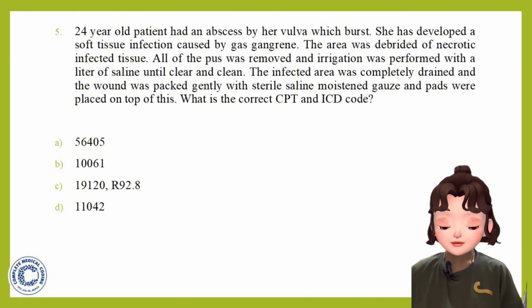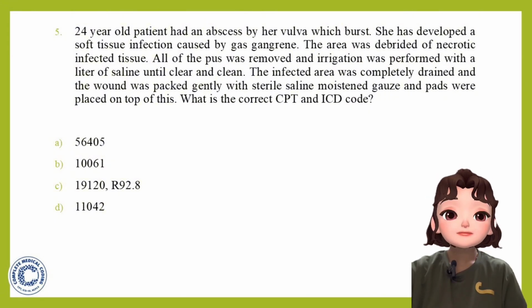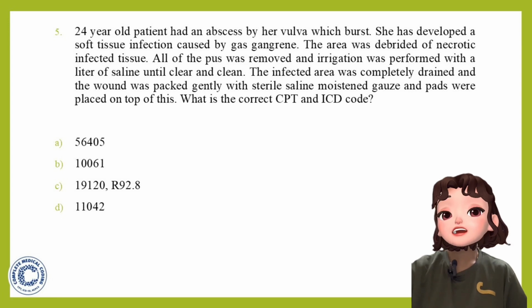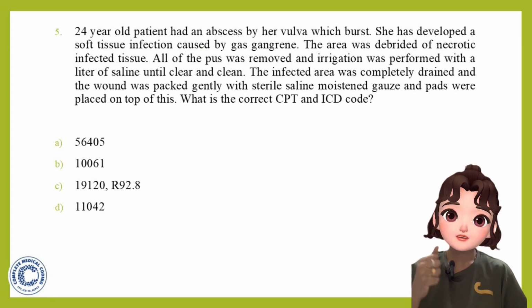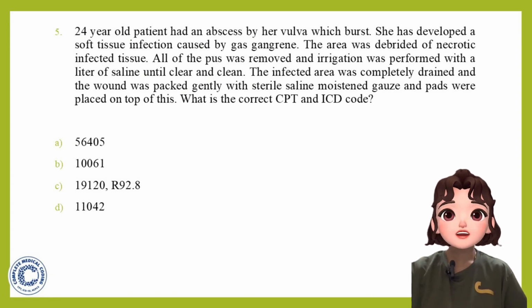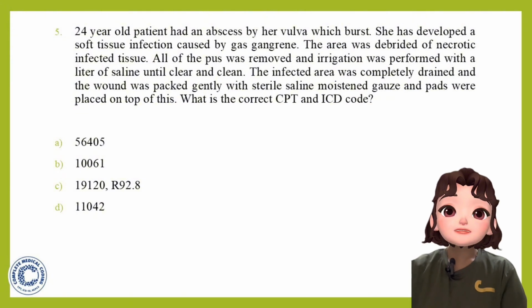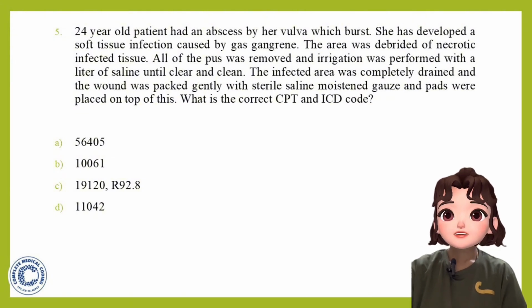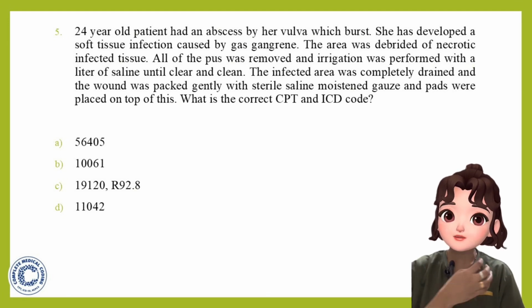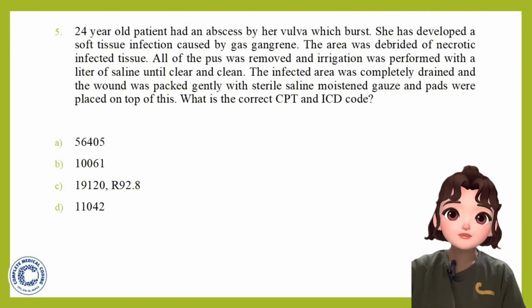11042. What is 11042? Option D, debridement of subcutaneous tissue. So yes, in our question it is clearly mentioned as debridement. The area was debrided of necrotic infected tissue. So the debridement code is only in option D. So the answer here is option D.